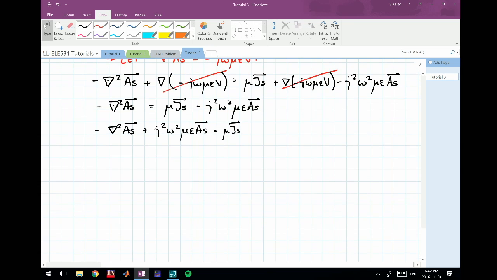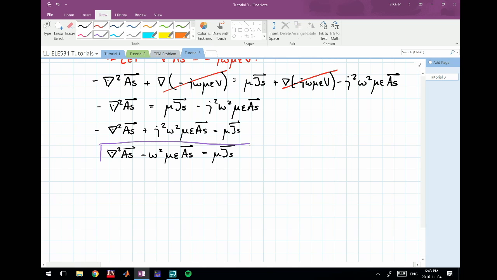And now what do I do? I'm just going to divide. I'm going to get rid of that negative sign. So I should get this as, j squared is just minus 1. So omega squared A equals mu Js. And if you remember what our wave equation looks like, this looks awfully similar, but not exactly the same.